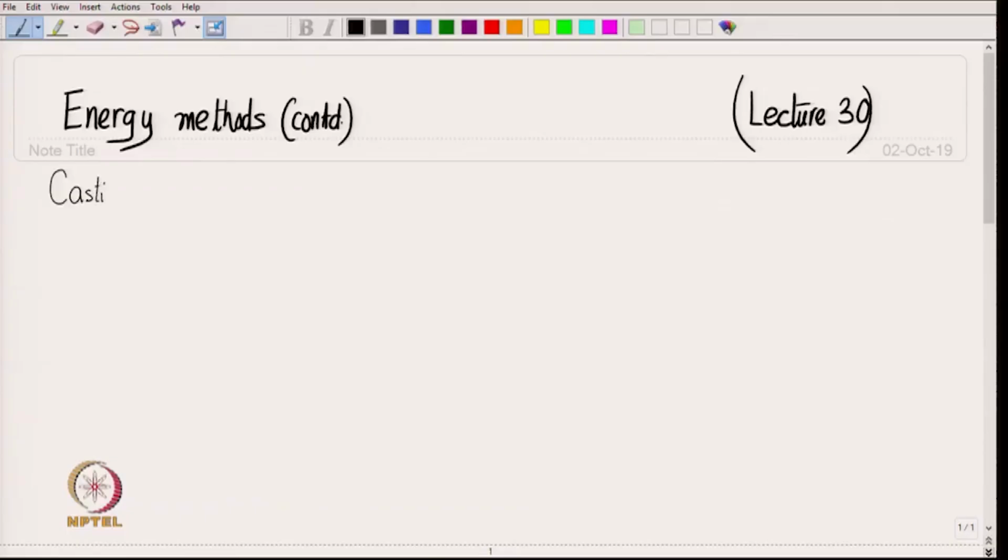Hello everyone, welcome to lecture 30, and we are going to continue with our discussion on energy methods from the last lecture. The first thing to learn today is what is called Castigliano's theorem. There are actually many, first, second, third, and we are going to talk about just the first Castigliano theorem.